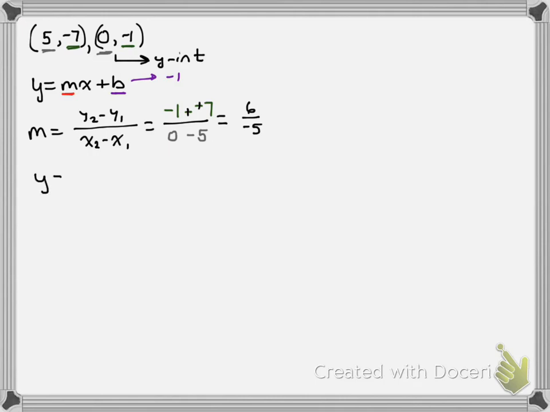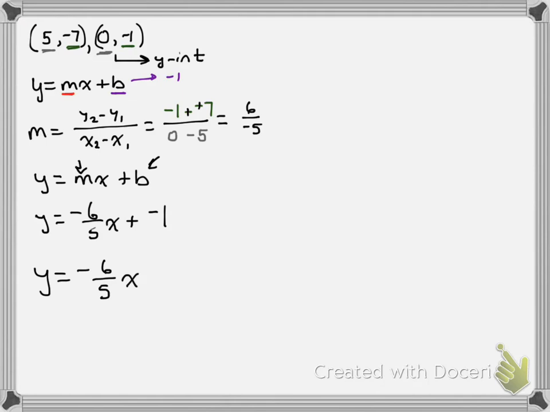I can come back to my equation, y equals mx plus b, and I now know m. Y equals -6/5 x, and I also know b from above, which is -1, plus -1, or y equals -6/5 x minus 1. And that's how you write the equation in slope-intercept form if you know 2 points. Basically the same as the other problems that you've been working on. The only difference is, in this case, we have to calculate the slope first, and we had to also recognize that the point (0, -1) was actually our y-intercept.